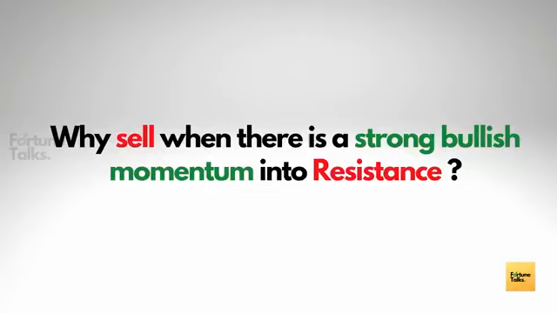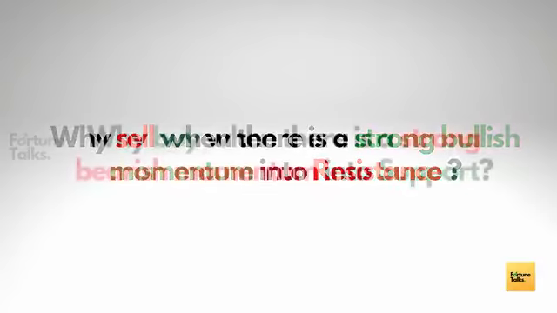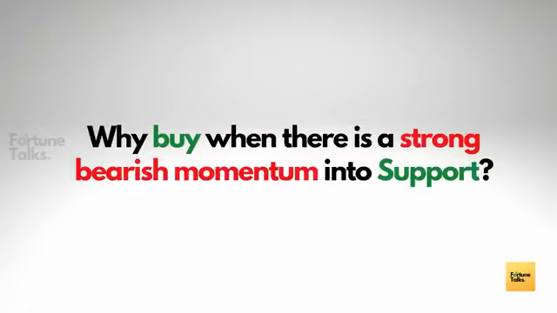I know this sounds counterintuitive as to why one should trade a reversal when there is a strong momentum move. So you can ask me, why do you want to sell when there is such a strong bullish momentum into the resistance? And also, why do you want to buy when there is such a strong bearish momentum into the support level? Right now, don't worry because as we move on, we will find clarity as to why I am talking about this.